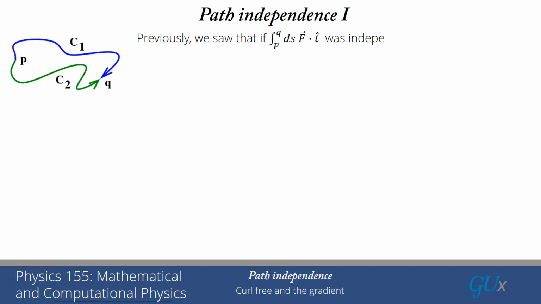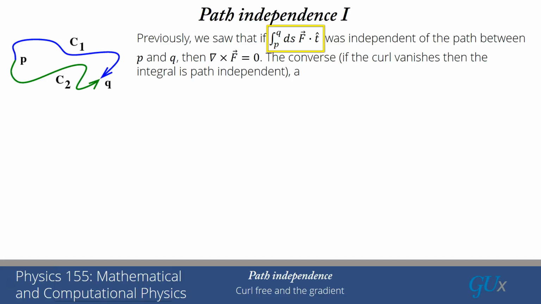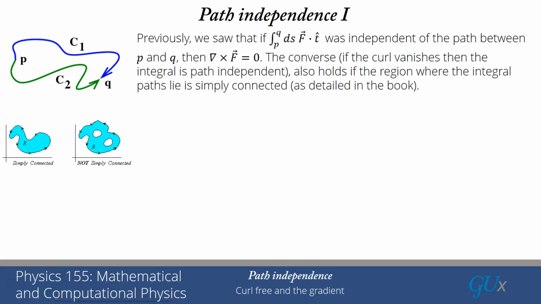Previously we saw that if an integral between two points along some curve, parameterized by s, of the vector field F dotted into the tangent vector T is independent of the path between P and Q, then the curl of F, or del cross F, is equal to 0. Now the converse is also true. If the curl vanishes for the vector field, then that integral will be path independent, as long as the paths lie in a region that is called simply connected, and that's detailed in the book.